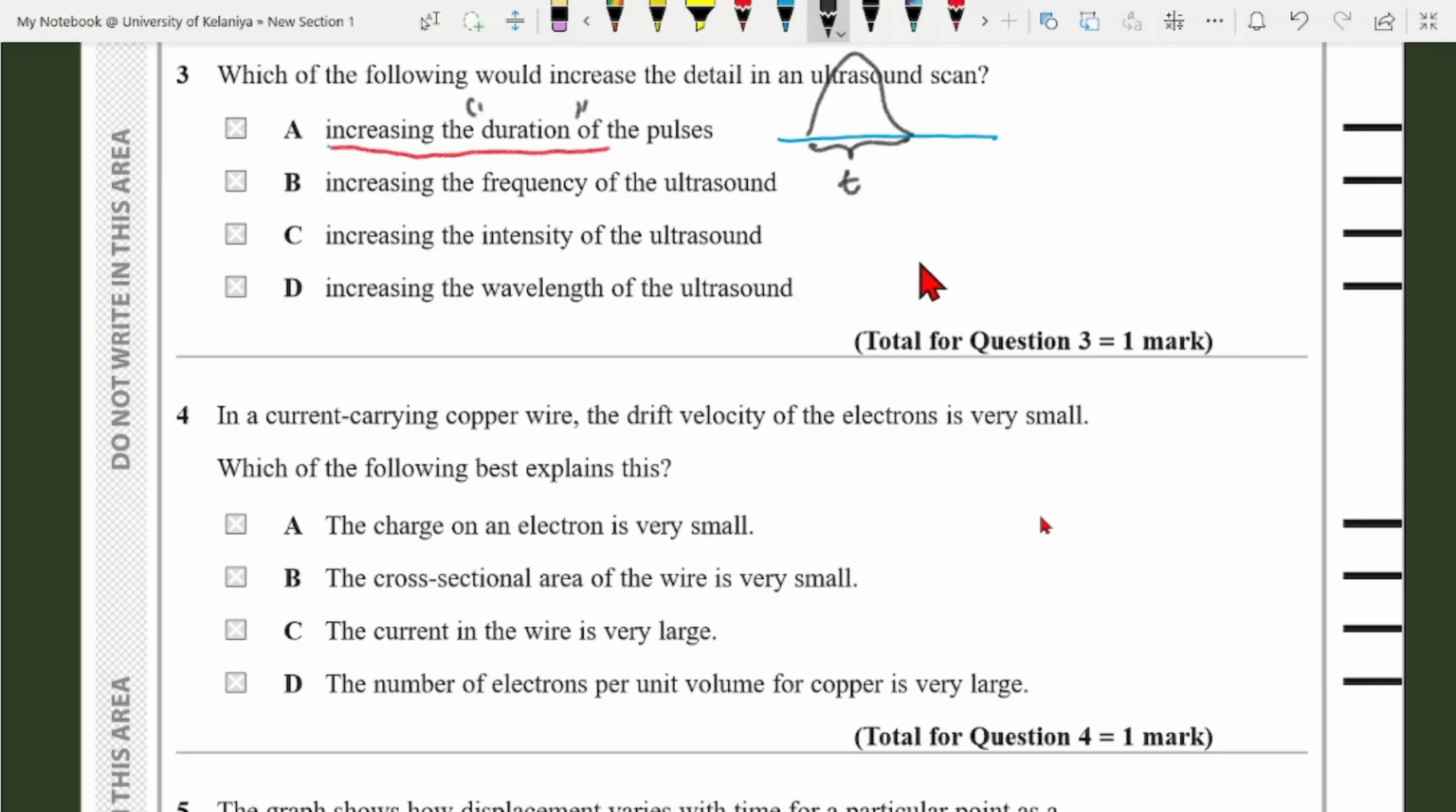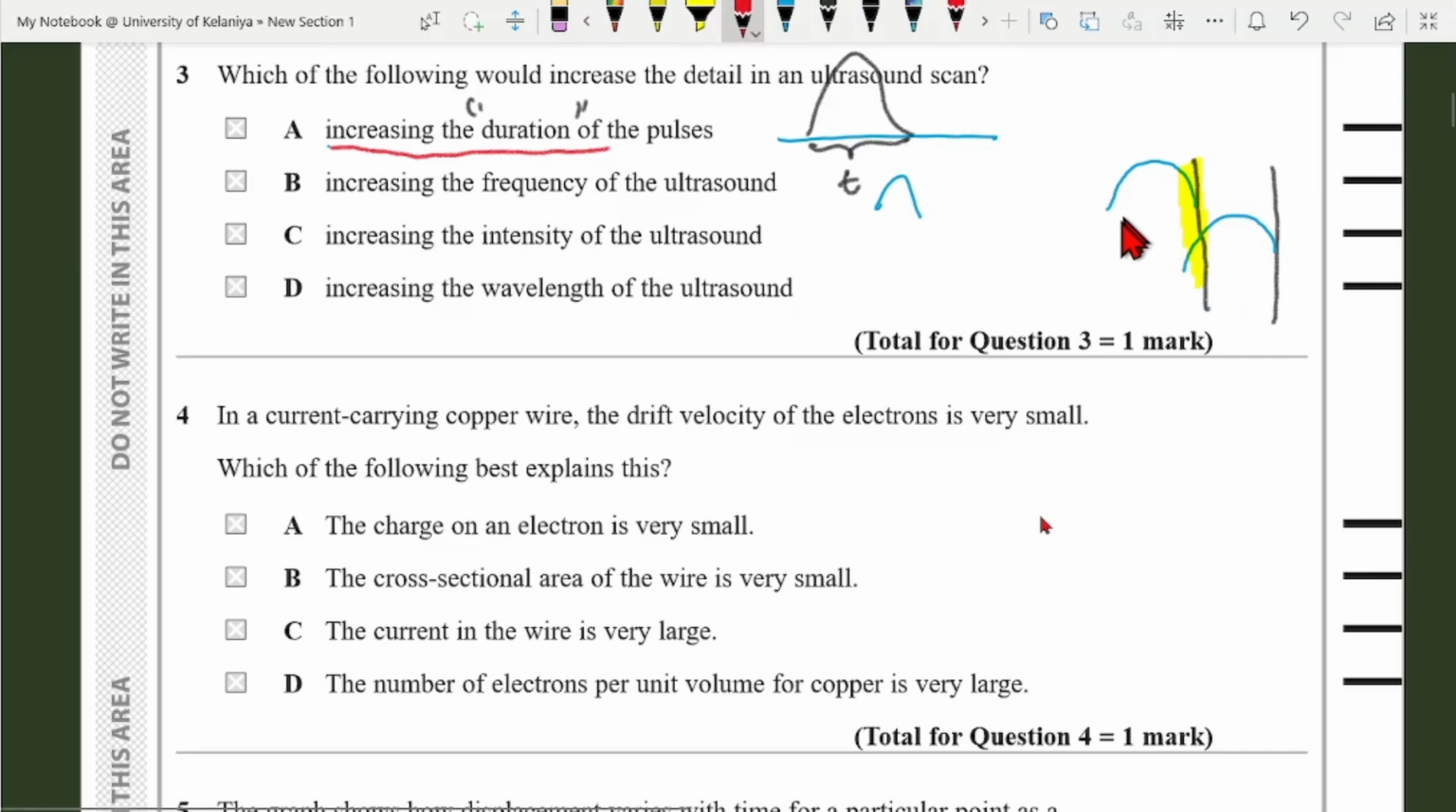So they are saying increasing the duration of the pulse would increase the detail. Will it? Suppose we have two boundaries over here, and we are sending pulses with larger durations. When they are reflected back, if they have larger duration, at this point they will superpose, and we cannot get an idea about the boundary.